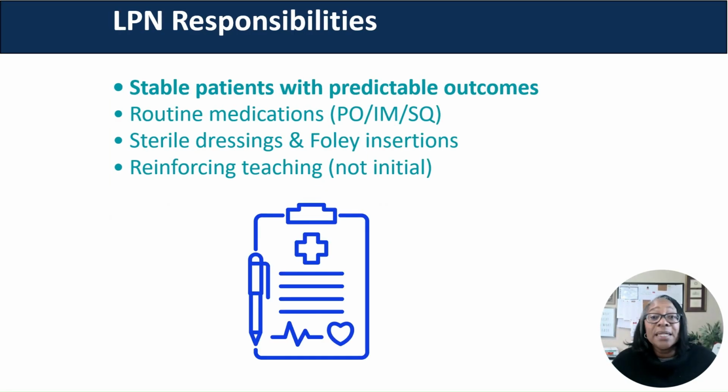Now, what do LPNs do? They care for stable patients with expected outcomes. So, stable, expected, predictable. What are the LPN's responsibilities? Reinforced teaching, not initial teaching. Routine medications, oral, IM, or sub-Q. Some IV medications, depending on facility rules. Sterile dressing changes, Foley catheter insertions, collecting specimens, monitoring stable chronic conditions, identifying normal versus abnormal findings. But the RN interprets.